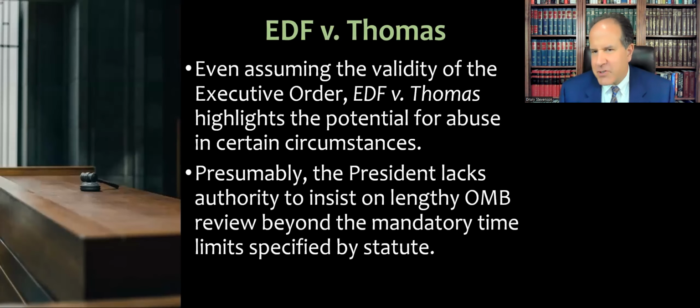Now, even assuming the validity of the executive order, EDF v. Thomas highlights the potential for abuse in certain circumstances. So let's assume Executive Order 12291 is fine, but the OMB could intervene too much, or meddle too much, or block agencies from doing things that Congress really wants them to do. And we would like to presume that the president lacks authority to insist on lengthy OMB review. The OMB was probably doing this at the behest of the White House, beyond the mandatory time limit specified by statute.